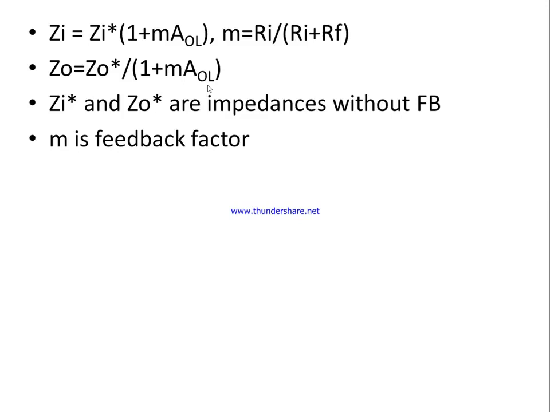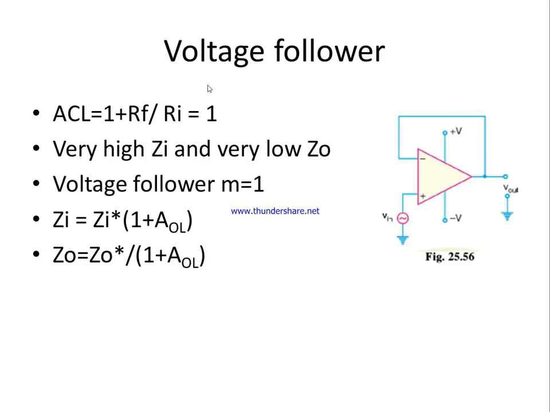So, next one is a voltage follower. A voltage follower is actually a non-inverting amplifier. The condition is that there is no Ri and Rf, but we have a negative feedback, that is, the output is directly connected to the input signal. There is no feedback resistance and there is no input resistance.